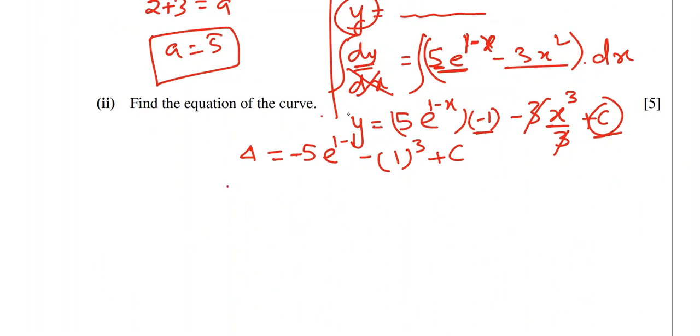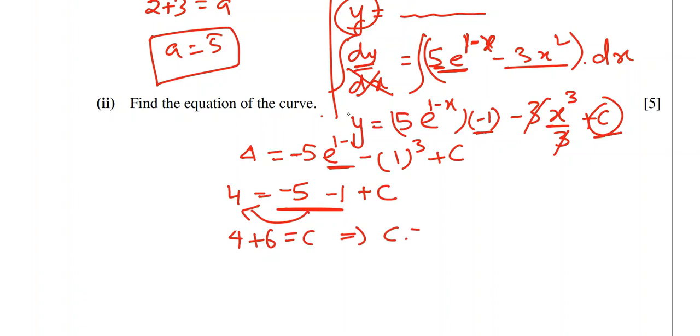So 4 equals minus 5, because e to the power 0 again will be 1, so minus 5 left. And minus 1 plus c. So they become minus 6, and when they go to the left side, it becomes 4 plus 6 equals c. So c is equal to 10.